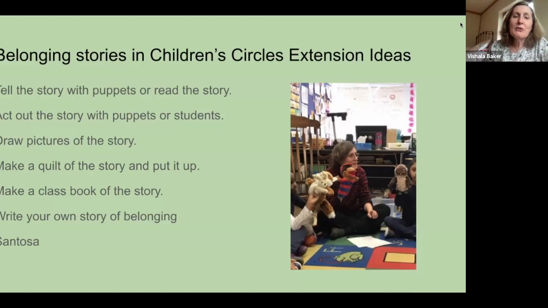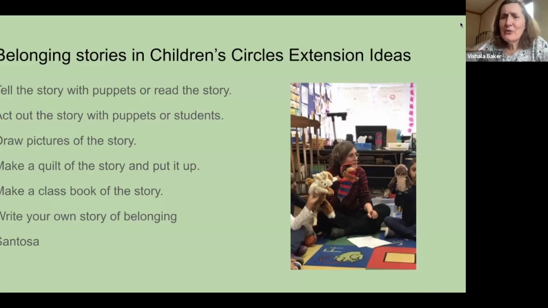You can make a quilt of the story and put it up. And I'll show you some really amazing examples of this. Or make a class book of the story.